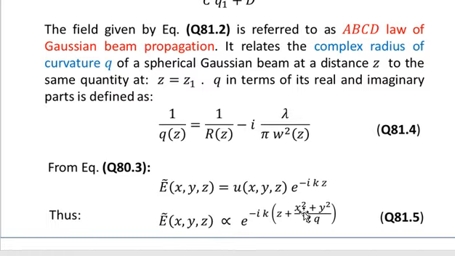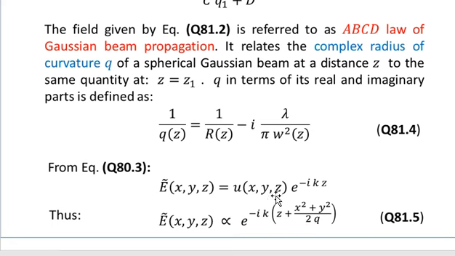What are x and y? X and y are the coordinates at the input plane or at the output plane, and you know that xy is the plane which is perpendicular to the z axis in the figure that we have been discussing and given in the appendix. So this is the more general form. This gives you the field at the location z, and then we have this function which is multiplied over here.